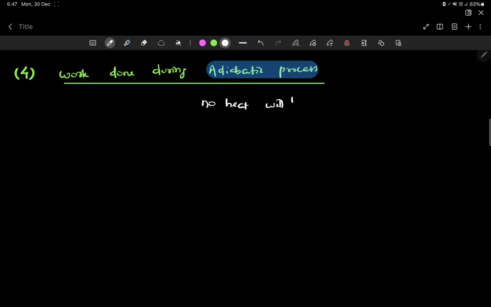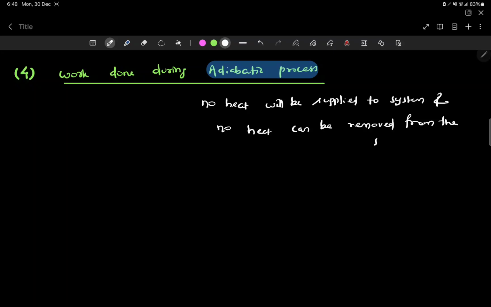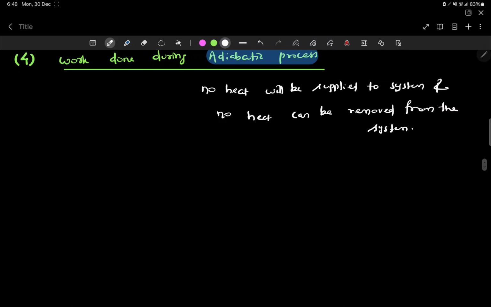No heat will be supplied to system, and no heat can be removed from the system. Okay, so now start the derivation part.